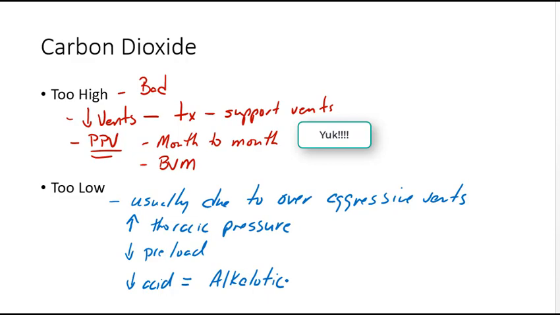Just a little warning. When you get to the skills section in your EMT class, your instructors are going to be very upset if you overventilate. So always, always, always use the prescribed rate and depth of ventilation to avoid complications.